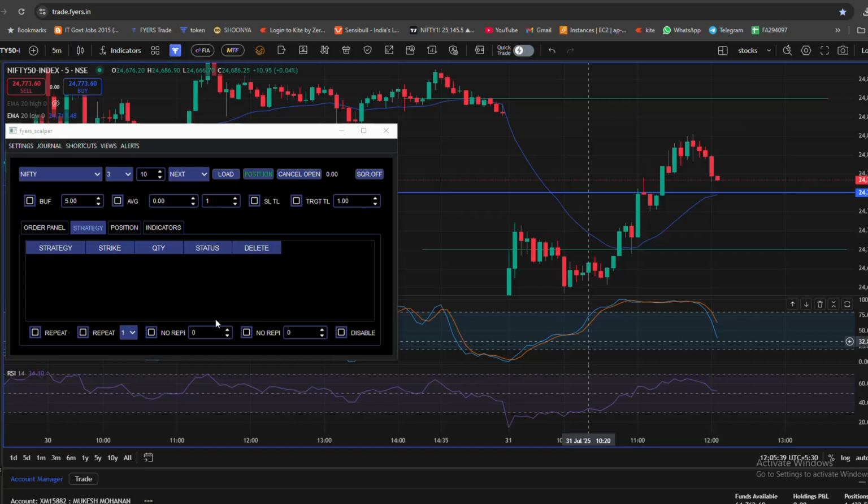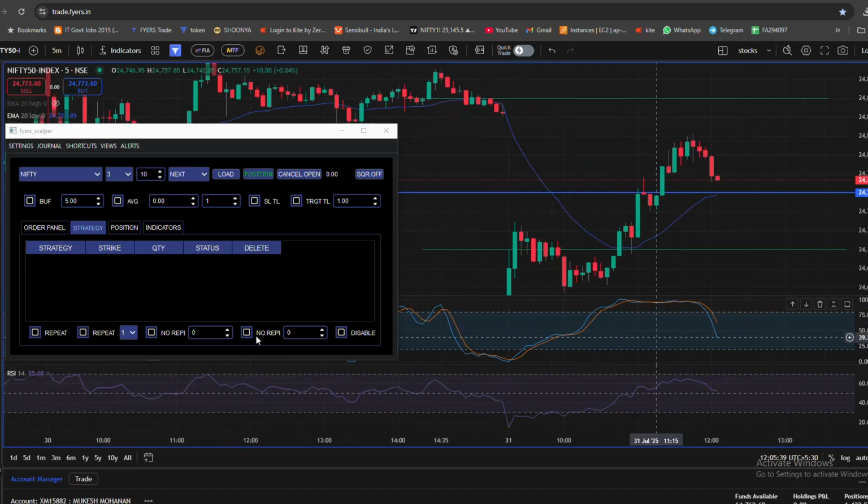After analyzing the trend, you can use this technique to place orders quickly and at a lower price so that your stop loss will be very less. I will show you how to do this. Here I have identified the trend as bullish, and I will show you how to create this strategy.